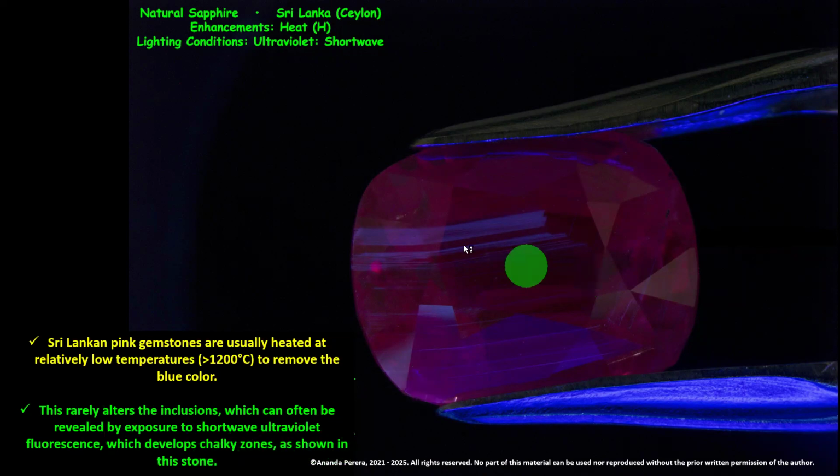The heating rarely alters the inclusions, which can often be revealed by exposure to short-wave ultraviolet fluorescence, which develops chalky zones as shown in stones. Look at this pink color stone. You can identify the chalky areas. It gives the evidence it is heated. So this pink is heated because of this ultraviolet color. Ultraviolet rays give the blue fluorescence. That is the evidence. Right. We are moving to next.